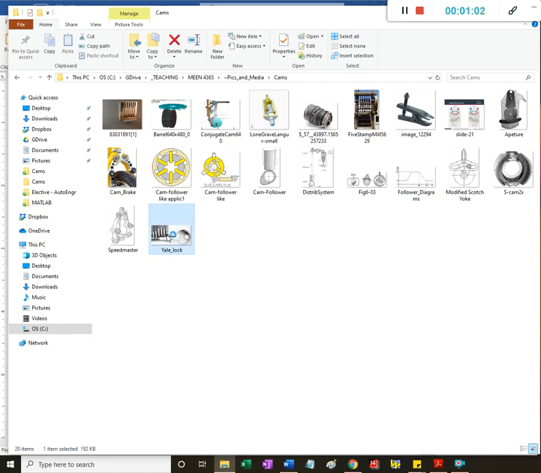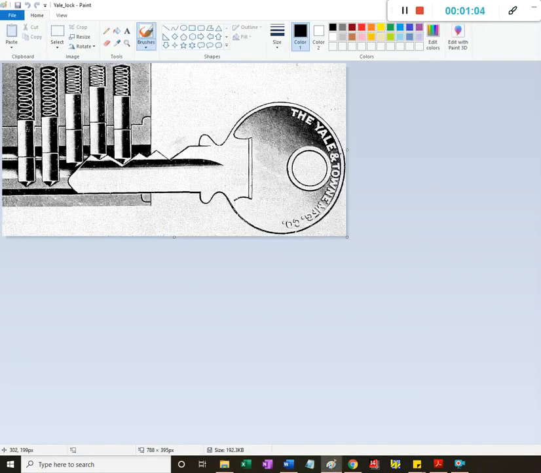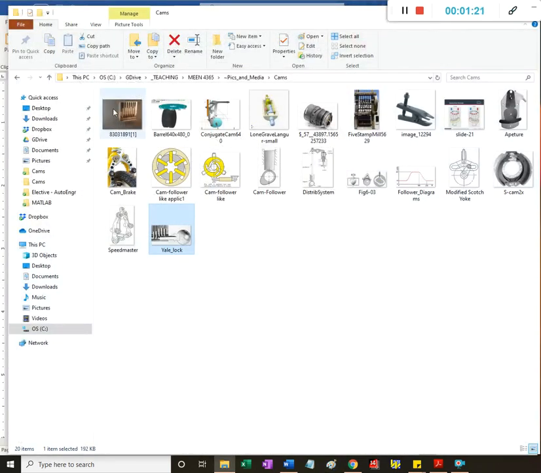So one is the key lock, and there are some spring-loaded pins, and the displacement of the pin by the key as it gets inserted, that's the case of a cam mechanism.